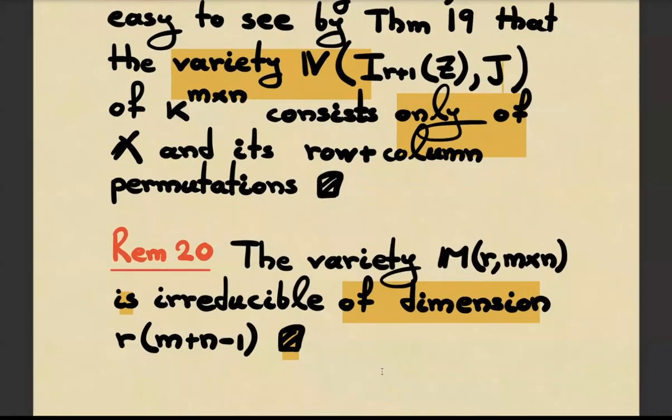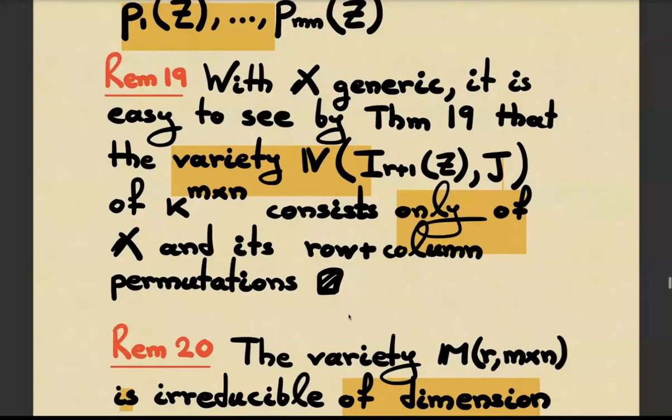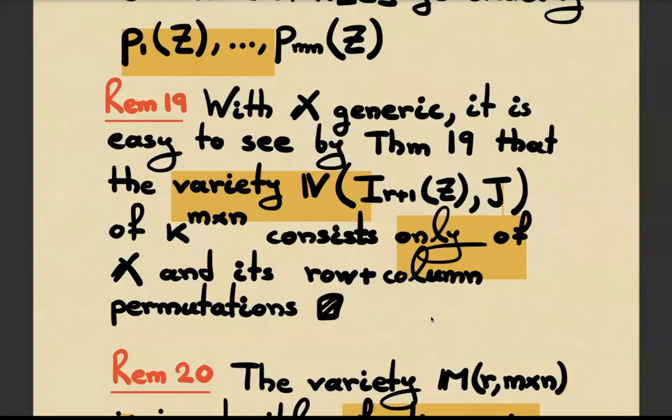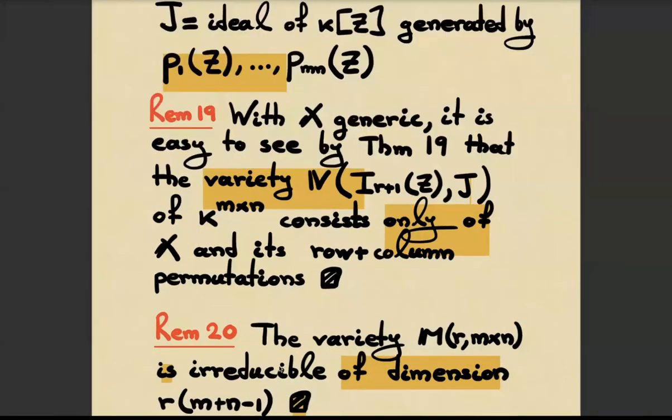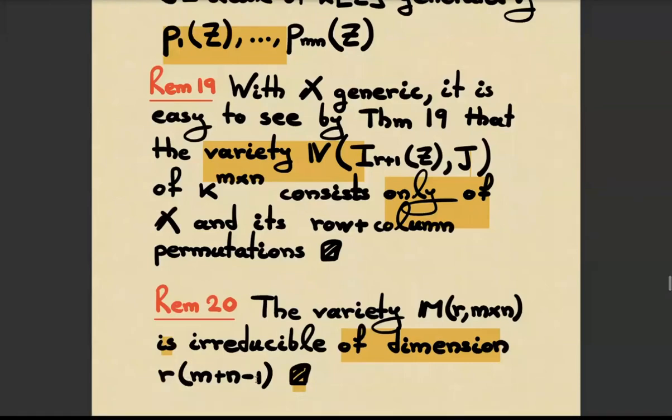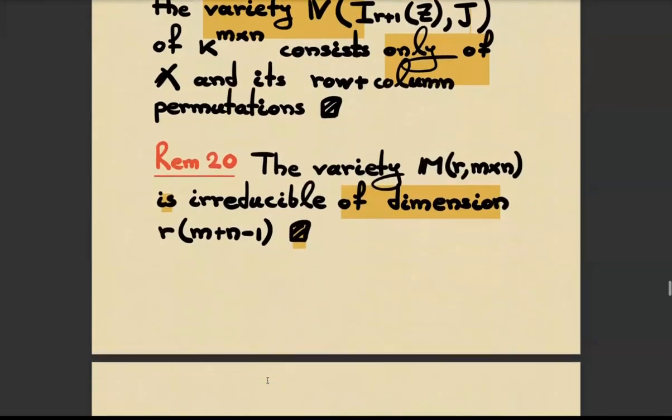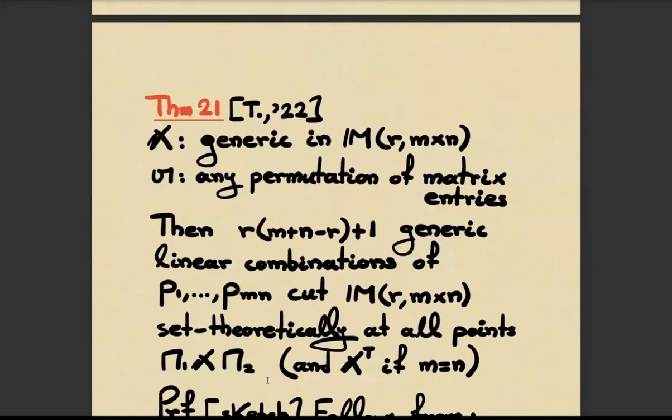It's very well known what is the dimension of this variety. It is R, the rank, times the number of rows plus the number of columns minus R. So in this remark that I mentioned, we cut a variety of dimension R times (M plus N minus R) by M times N hypersurfaces. So this is too much. So here's a more economic result.